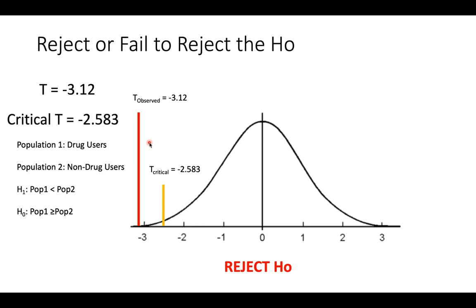Now let's compare our observation to our critical value. We observed a t of, here again, the negative is important, negative 3.12, so that we're on the appropriate side of the curve. We compare that to our critical t of negative 2.583. We are beyond it. We are more extreme. Drug users are a lot different from non-drug users.